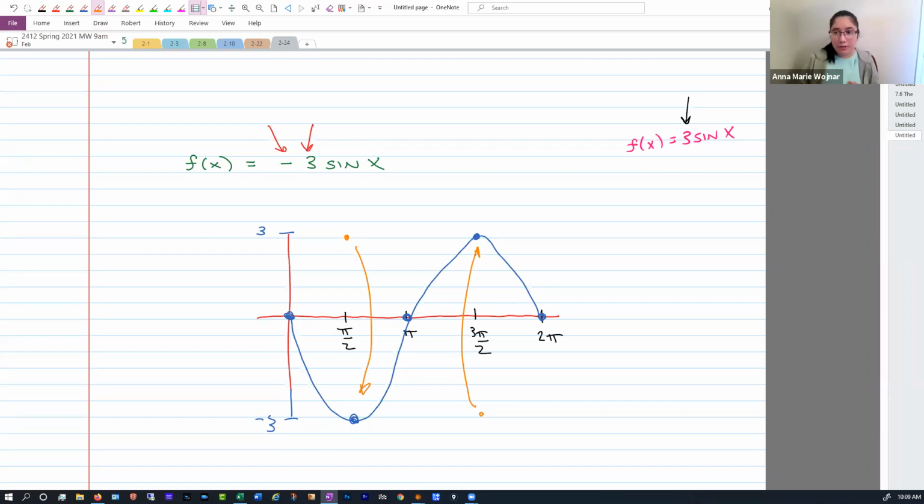I have a question. So if we have the amplitude in front of a cosine function, would it still be considered a vertical stretch? Or because we're working with the x-axis there, would it be a horizontal? It'd still be a vertical stretch. Okay, let's do a cosine. I think we're ready for a cosine at this point.